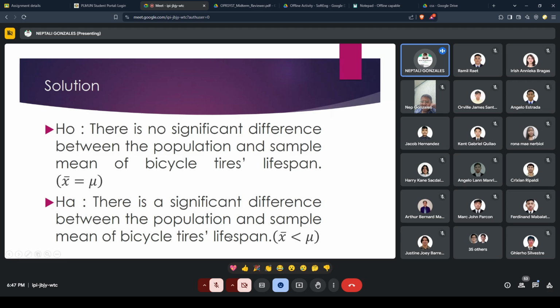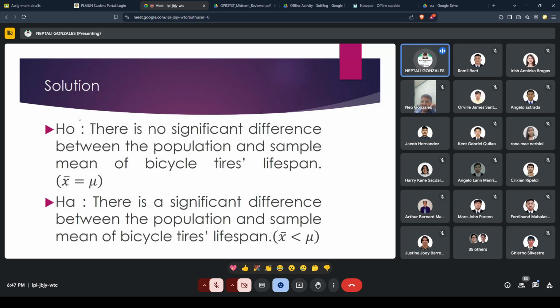Kung ginawa mo siyang greater than, halimbawa, ang given mas malaki talaga, ang sample mean niya ay 7 years. Tapos ang population mean niya ay 5 years. So babaliktarin mo siya. 7 is greater than 5. Okay po. Thank you po.